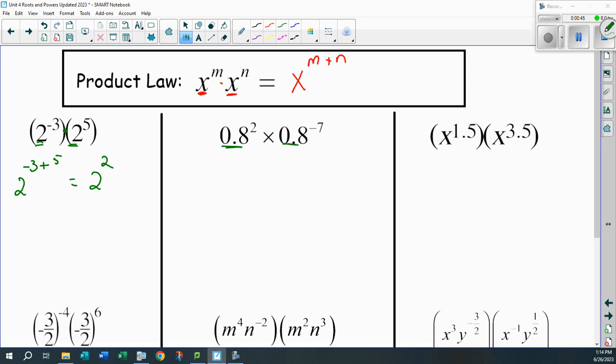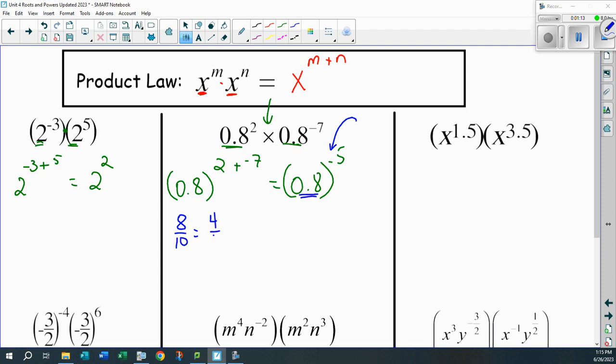Are the bases the same? Yes. Is it multiplication? Yes. So then this is 0.8, right? This is 2 plus negative 7, which works out to be 0.8 to the negative 5. Now, be careful because they don't like negative exponents, and you're going to be asked to flip this back to where it was. Well, we did this section already, so let's just do this. Remember, this is 8/10, to one decimal place, which is actually 4/5. So 4/5 to the negative 5. Flip it, change the sign. This becomes 5/4 to the positive 5.